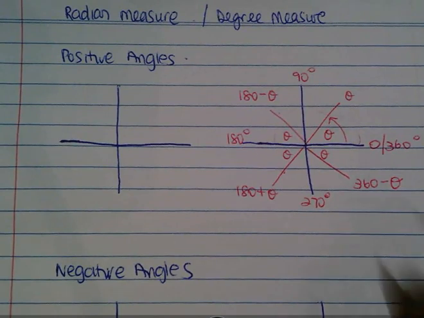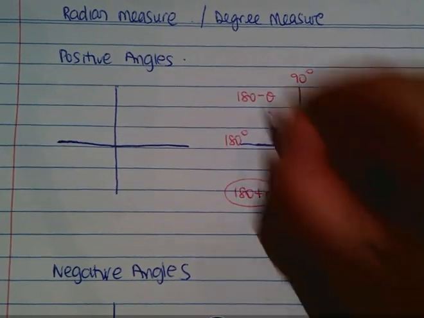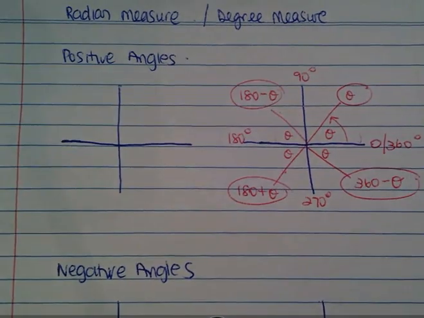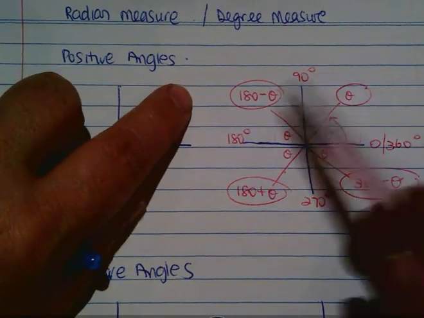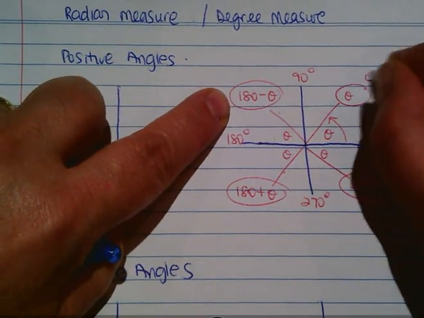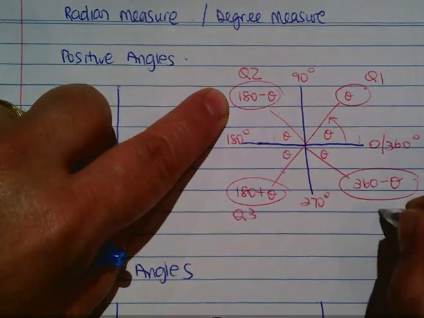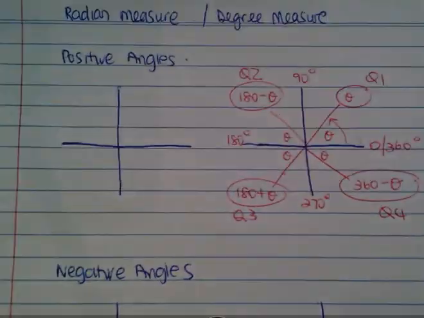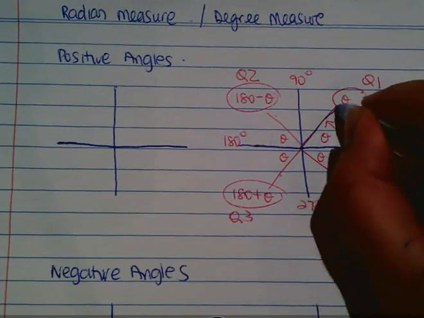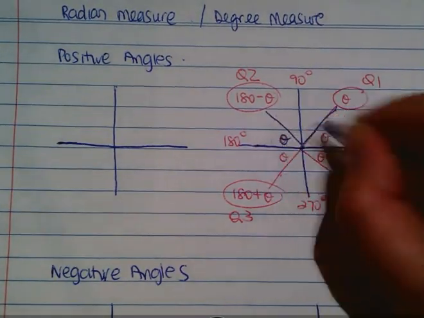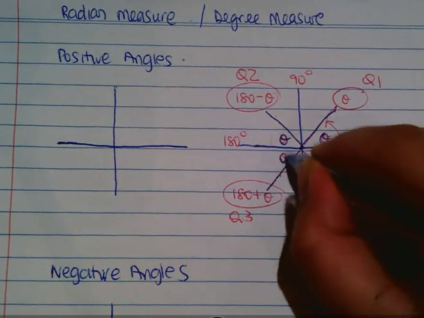Okay, so that's how our angles are represented in degree measure. We have quadrant 1, theta, quadrant 2, 180 minus theta, quadrant 3 is 180 plus theta, and quadrant 4 is 360 minus theta. Might be a good idea just to draw these bits in another colour. Okay.